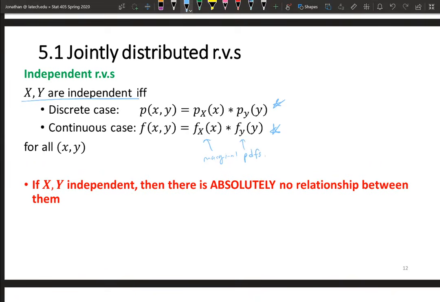And again, just recall, what does independent mean? Independent means there's absolutely no relationship between them. You can't say that one changes with the other. Like if you change x, how's that going to affect y? Well, if they're independent, then changing x doesn't change y at all. There's no fixed relationship between them.